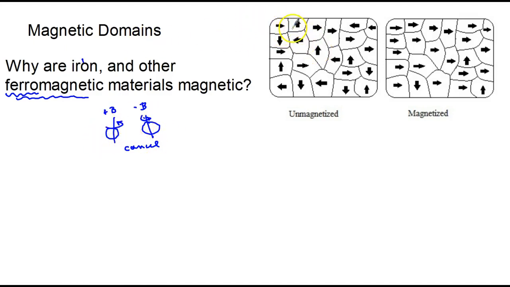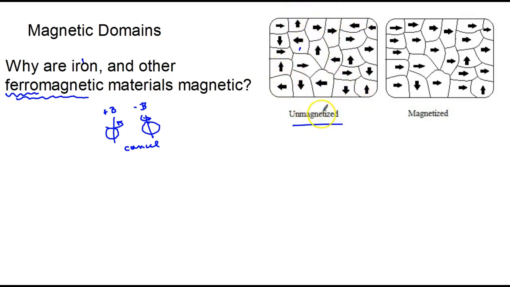Iron and other ferromagnetic materials end up getting divided into domains. So in this little domain right here, the magnetic fields are aligned to the right. All those little atoms influence each other, and the magnetic fields are aligned to the right. But in this domain, they're aligned up, and in this domain, aligned to the left. So this would be an unmagnetized piece of iron or other ferromagnetic material.